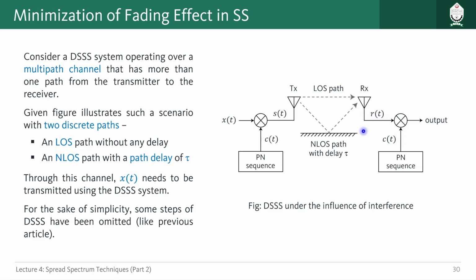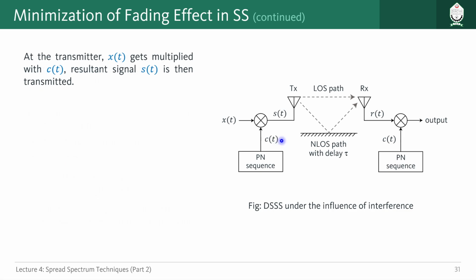And for the sake of simplicity, here also we are omitting some of the portions just like the previous case. So we are omitting the digital modulation and demodulation portion here. So we are not going to multiply with cos 2 pi fct. And we know that for this DSSS system, at first x of t will get multiplied with our PN sequence c of t, and the resultant sequence is s of t. And as there is no digital modulator here, s of t will be transmitted using our transmitter, right?